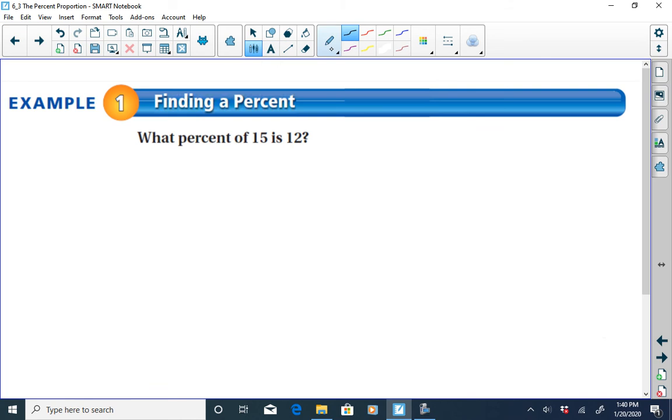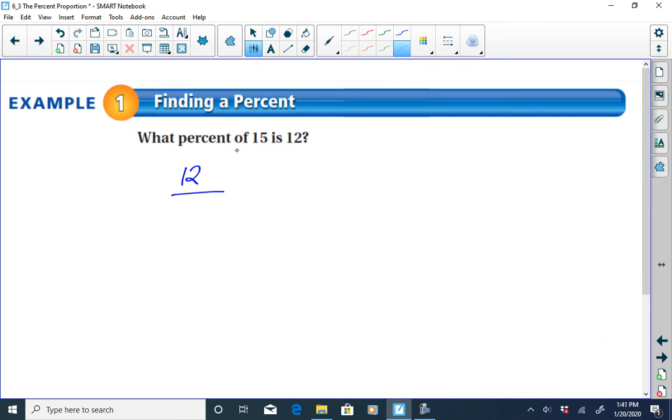Now the first example we're going to take a look at here says, what percent of 15 is 12? So we're looking for a percent here. When we're looking for the percent, we're going to need a ratio out of 100. But that first ratio that we're going to write is the part to whole relationship. That part to whole relationship, almost always the smaller number is going to be in the numerator, almost always.